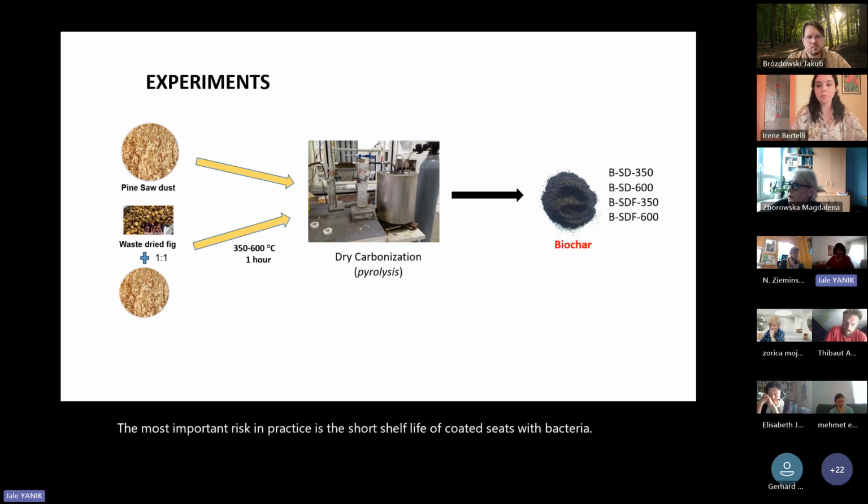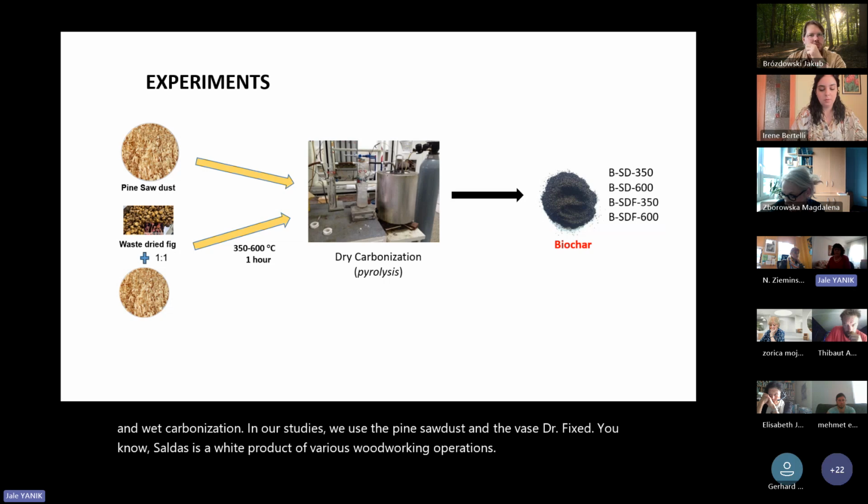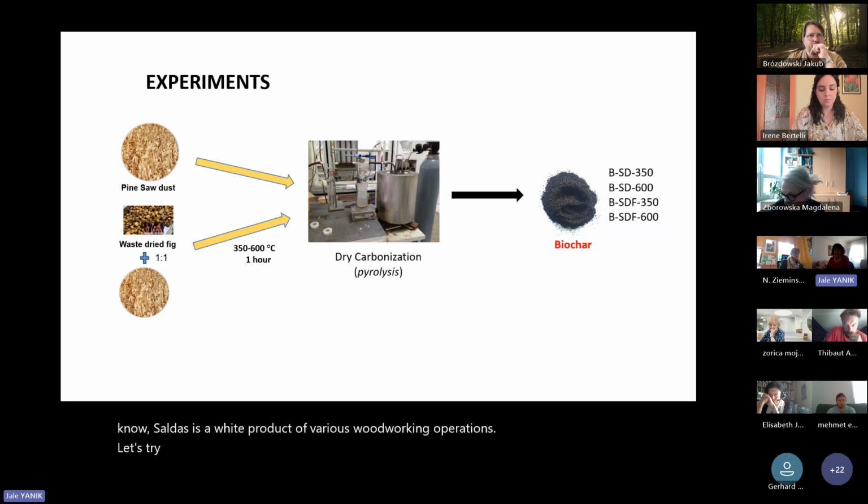Okay, let me talk about our experiments. We produced the biochar in two ways: dry carbonization and wet carbonization. In our studies, we used pine sawdust and waste dried fig. Sawdust is a byproduct of various woodworking operations. Waste dried figs contain aflatoxin, and they are disposed of by incineration.